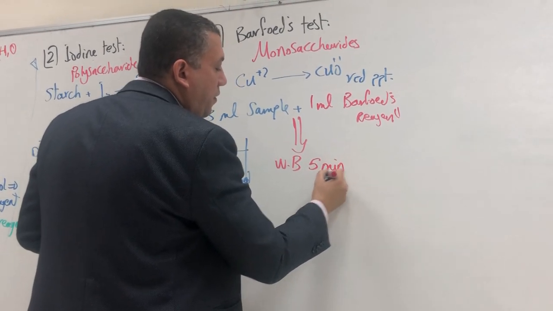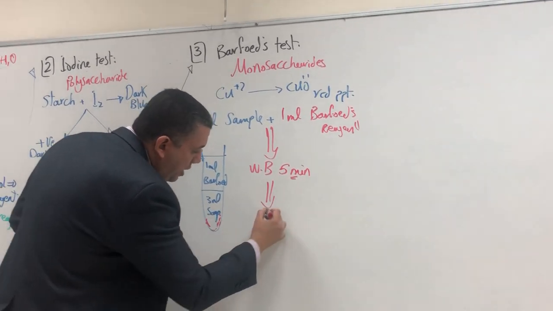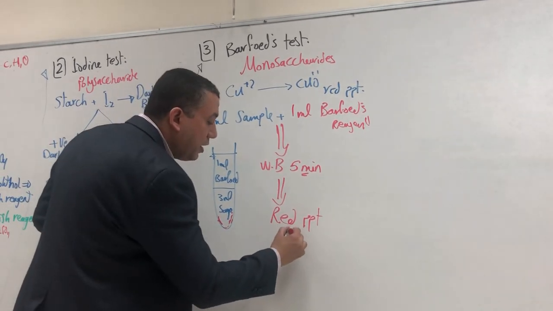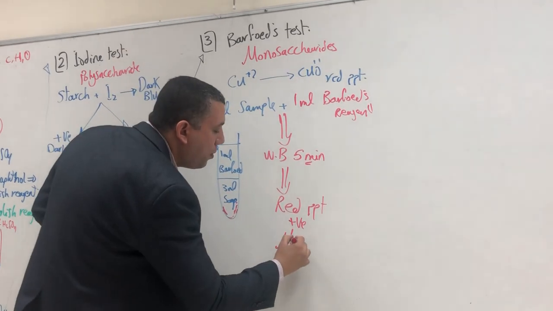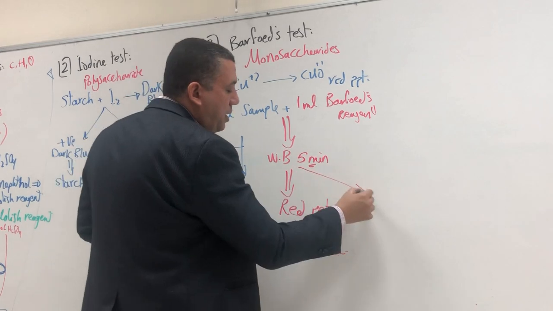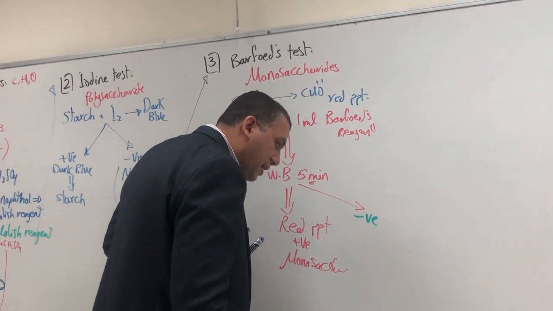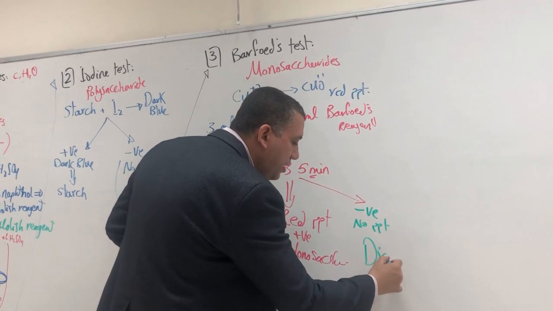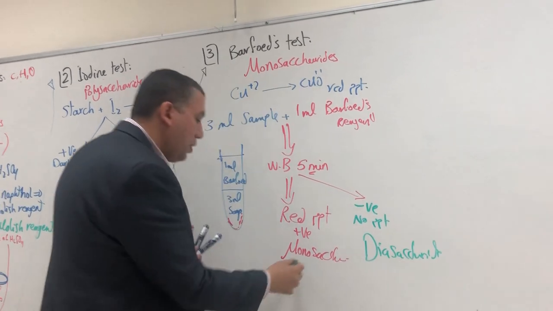Shabab, 5 minutes. If you have red precipitation here, red precipitation means positive, which means monosaccharide. Okay, if it becomes negative, meaning no precipitation, it means disaccharides. And to differentiate here, what do we have in the mono?